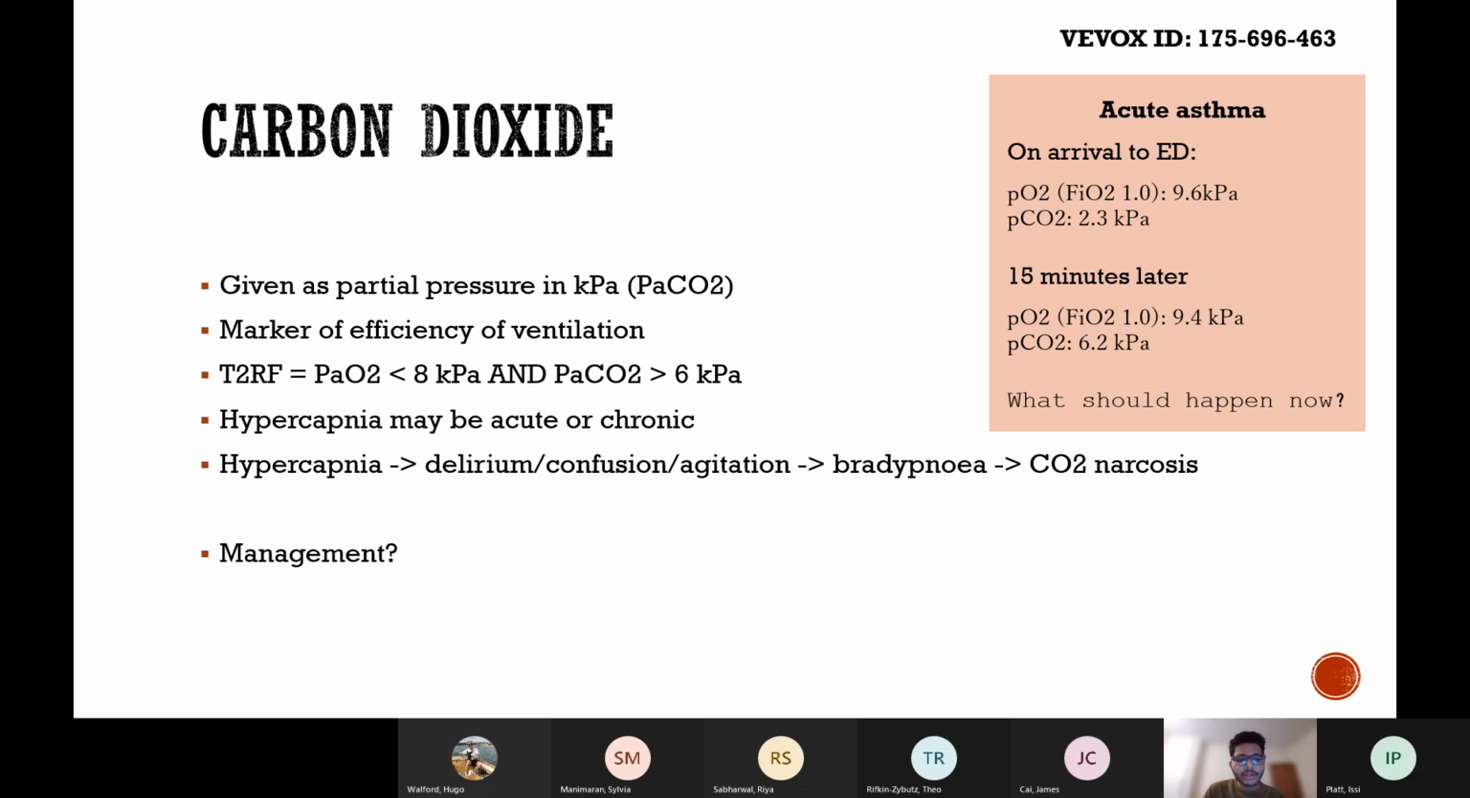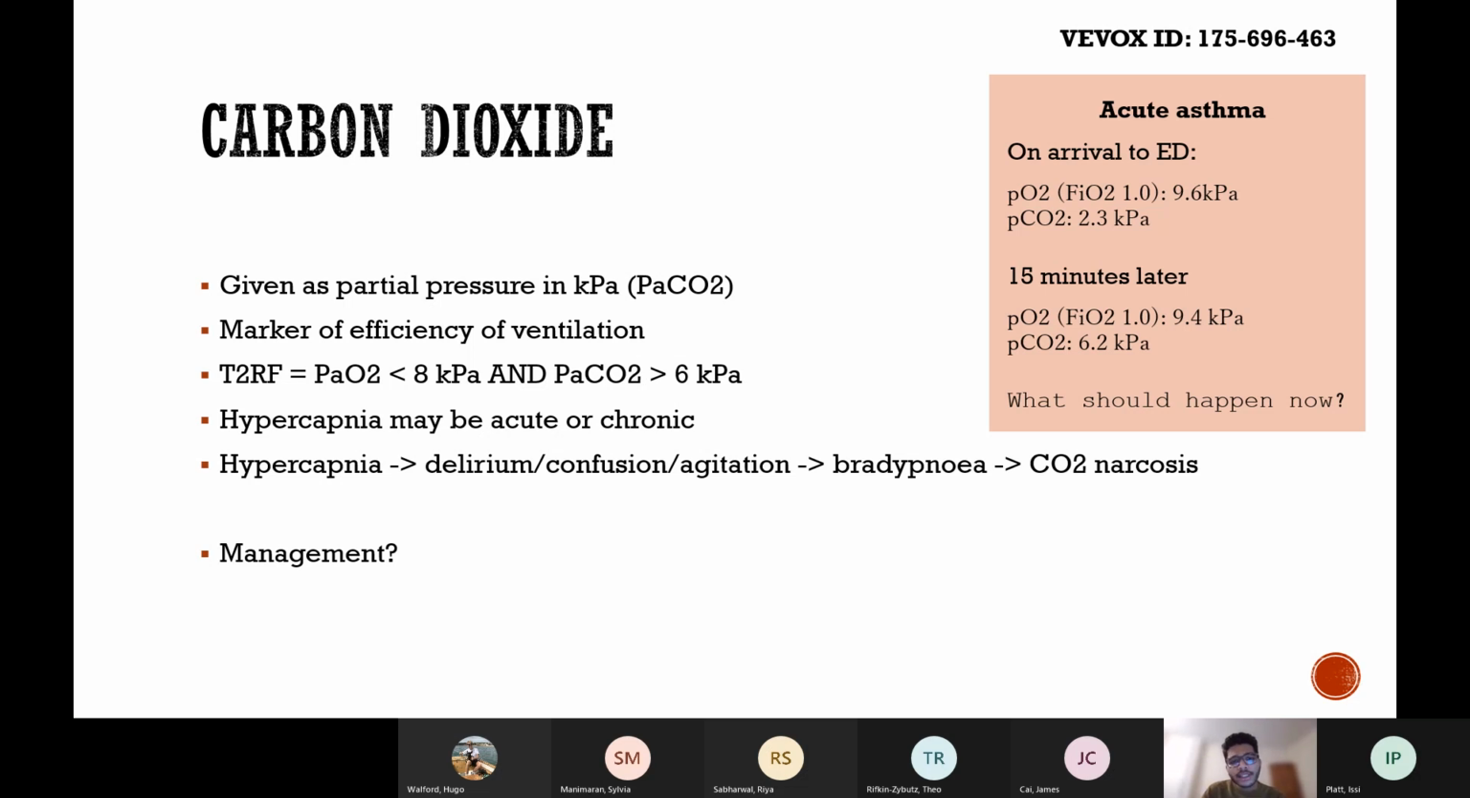And hypercapnia is quite dangerous because it can cause delirium, confusion, and agitation, and then eventually bradypnea and CO2 narcosis, which is a state of coma due to CO2 intoxication. And the management, as I said, is usually non-invasive ventilation or invasive ventilation, where you actually put a tube down somebody's throat and breathe for them.